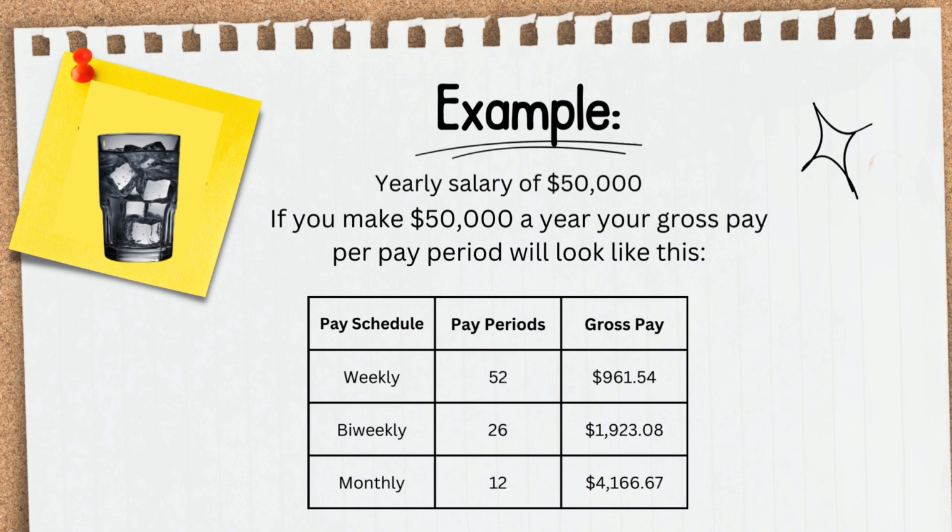To calculate your gross income when you're paid hourly, you want to count the number of hours you worked in a month and multiply that by your hourly pay rate.